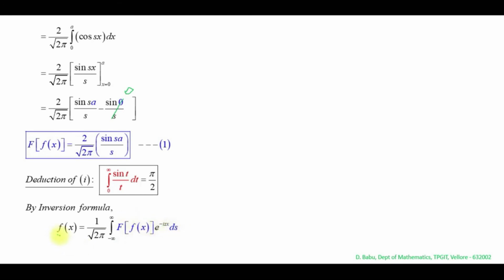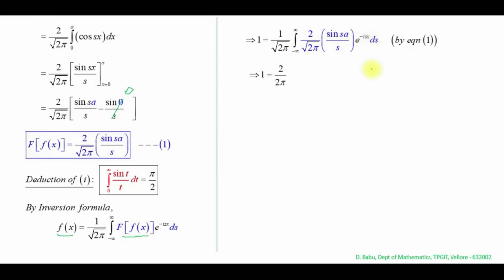Now substitute what is f of x? f of x equal to 1, which is given in the problem. Next substitute this, which is given in equation 1. So 1 equal to 1 divided by square root of 2 pi, integration minus infinity to plus infinity 2 divided by square root of 2 pi sin sa divided by s e power minus isx into ds. This implies 1 equal to, so 2 into 1 is 2, square root of 2 pi into square root of 2 pi, integral minus infinity to plus infinity sin sa divided by s into e power minus isx into ds.